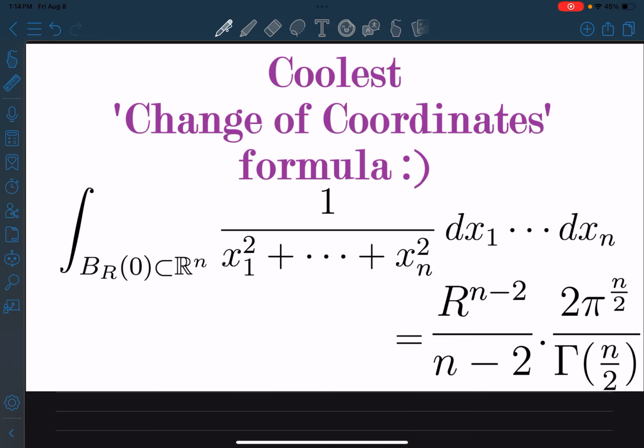The coolest change of coordinates formula. So in this video, I'm going to show you a change of coordinates formula for the n-dimensional spherical coordinate system. And I'm pretty sure you will love it.